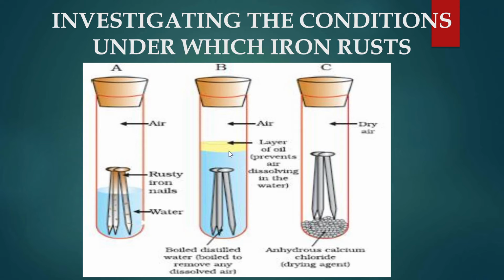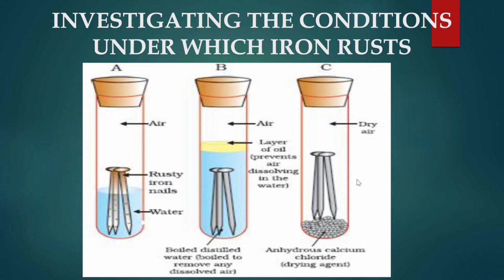Cork it. In the second test tube, pour boiled water, boiled distilled water. We are boiling it so that we are removing any dissolved air in it. Then we are pouring a layer of oil above the water, which prevents the air in the test tube from entering into the water and getting dissolved. Okay, children, that is, you are cutting off the supply of air for these nails which are immersed in water. That is, the nails in this test tube are exposed only to water, whereas the nails in the first test tube are exposed to both air and water.